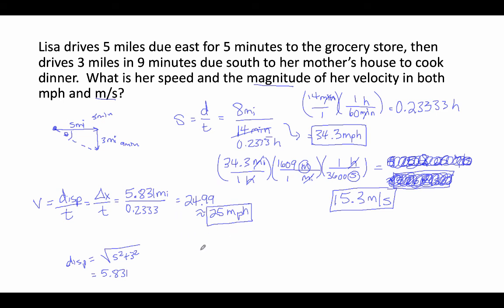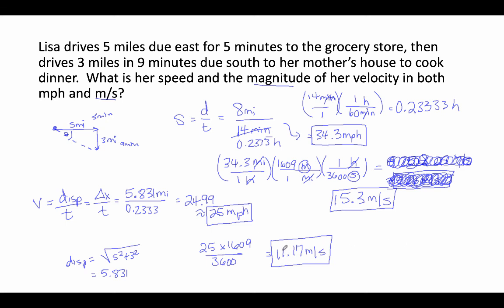Now, what is that in meters per second? We're going to go through the same exact process here, except instead of having 34.3, we're going to do 25. So it'll be 25 times 1609 divided by 3600. And you get 11.17 meters per second. Now, I'm not worrying about significant figures in these particular problems. So if you're worried about significant figures, then you could definitely round those more. But we only had one significant figure in each of these, so this answer would be 10. So we're not worried about sig figs right now.